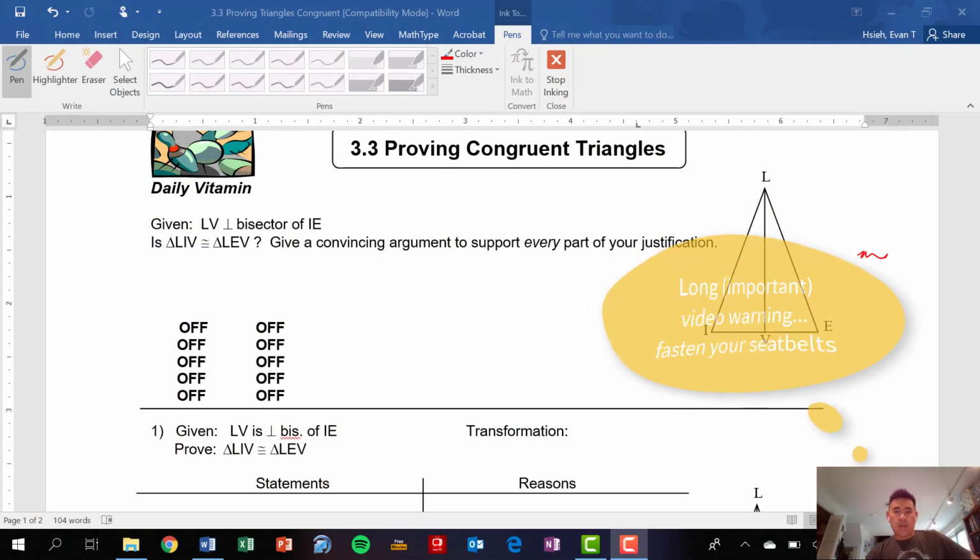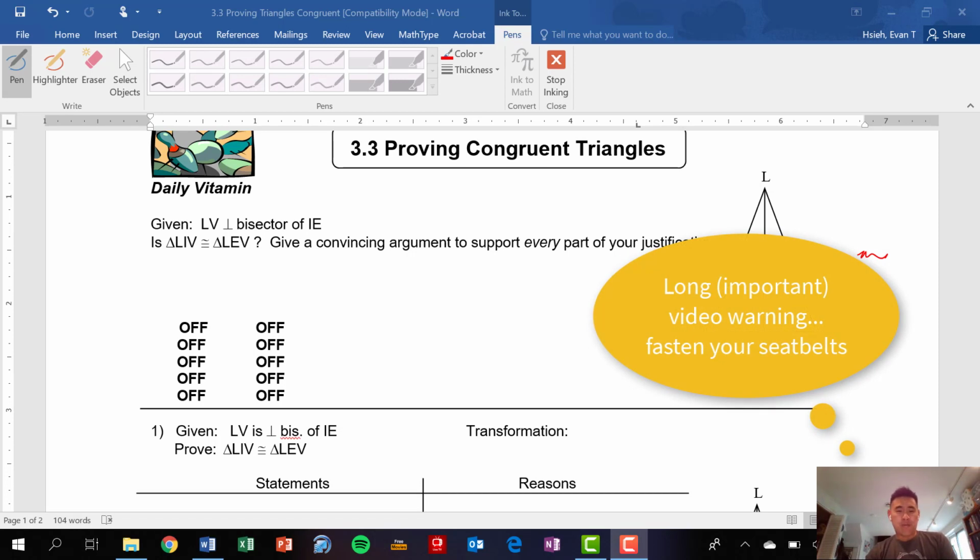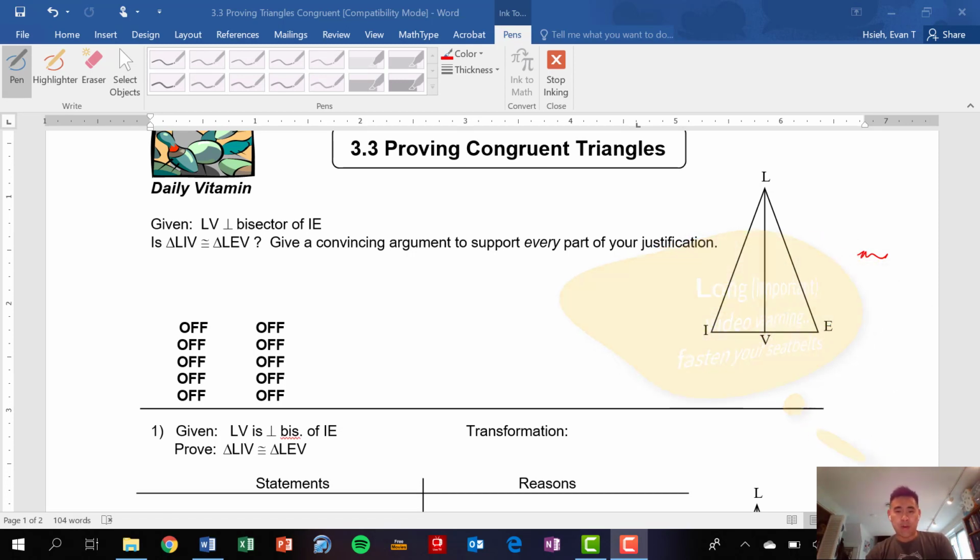Today is the magic day. We are going to do our first proofs. I don't know what you've heard about proofs, but we're going to be doing proofs for a lot of first semester here. And so section 3.3, we are going to actually do our very first actual two-column proof.